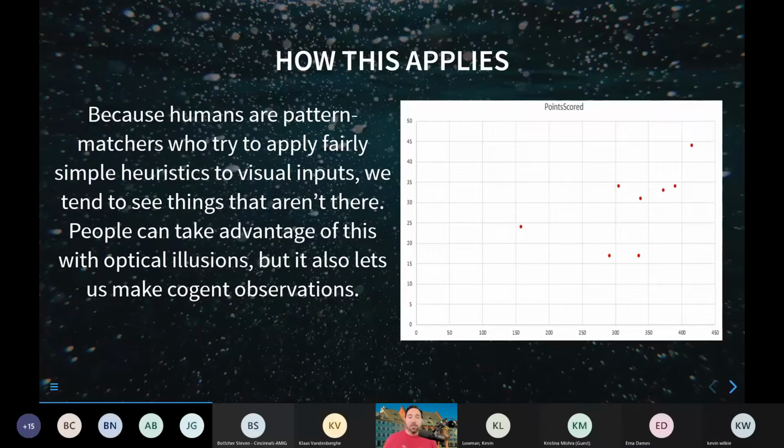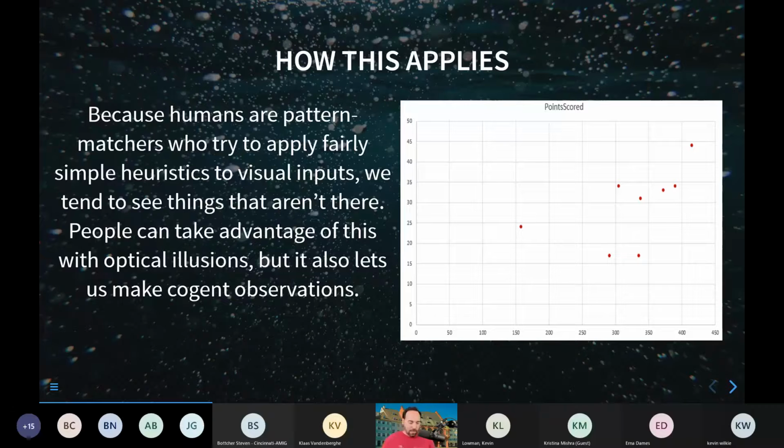And going back to humans being pattern matchers, we try to apply fairly simple heuristics to our visual inputs, which means I can show you this graph on the right-hand side. It was 1 week of NFL scores versus passing yards from 2019, I believe it was. Maybe it was 2020. Doesn't really matter. But you and I can look at that chart and say, yeah, there's definitely some correlation between number of passing yards and number of points scored. So it lets us make this cogent observation.